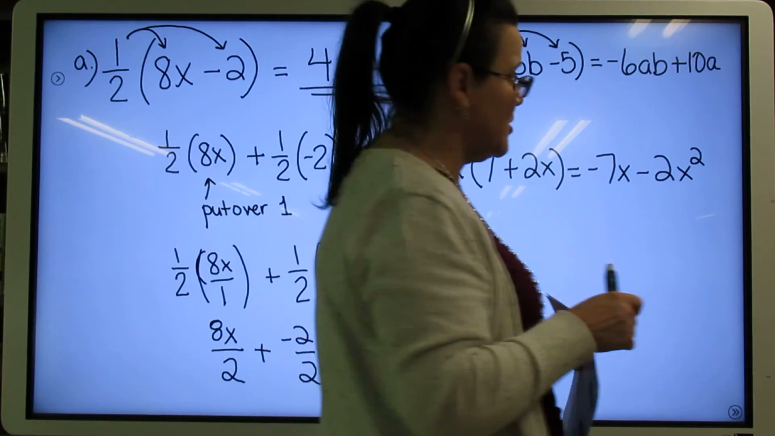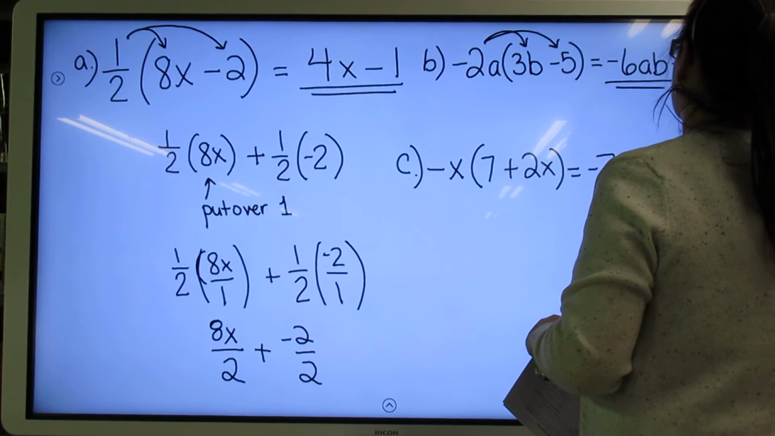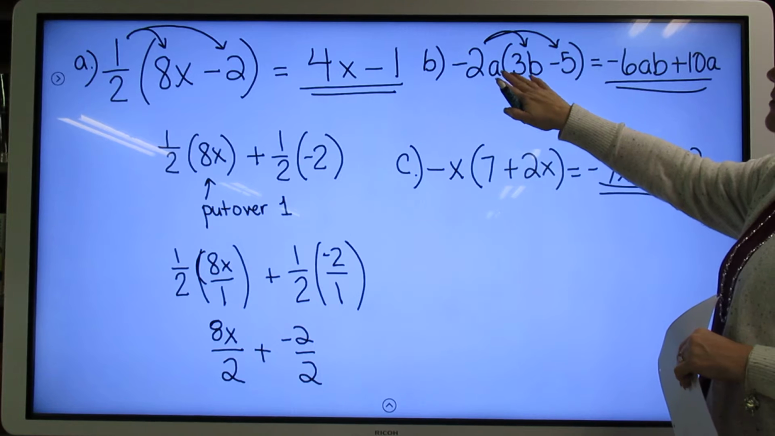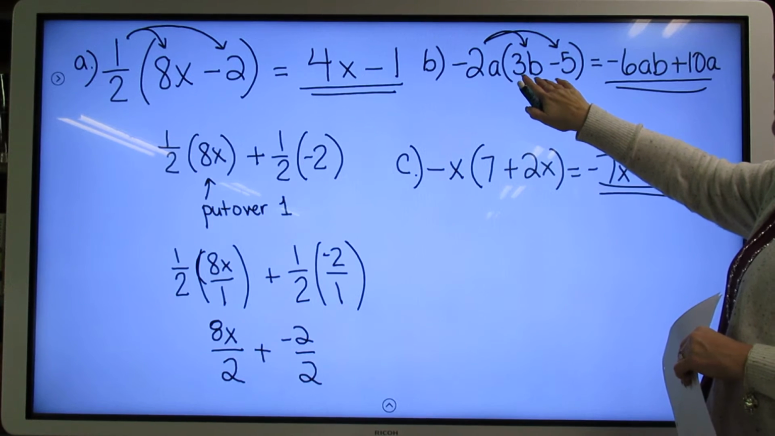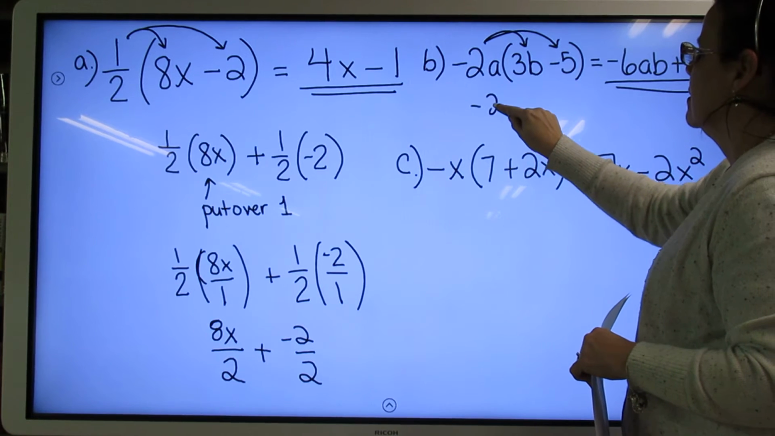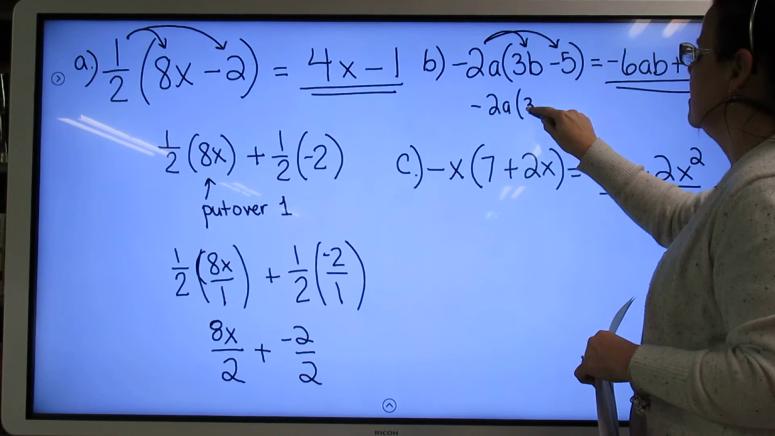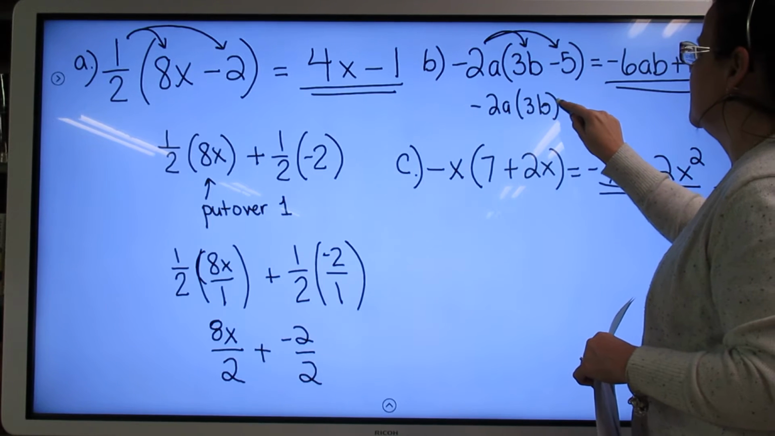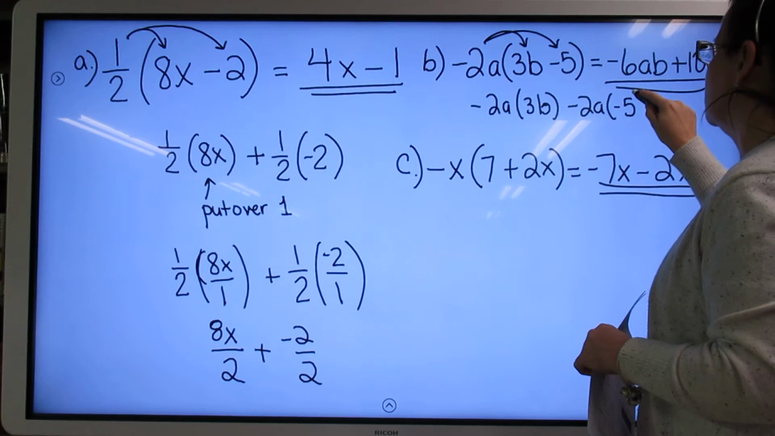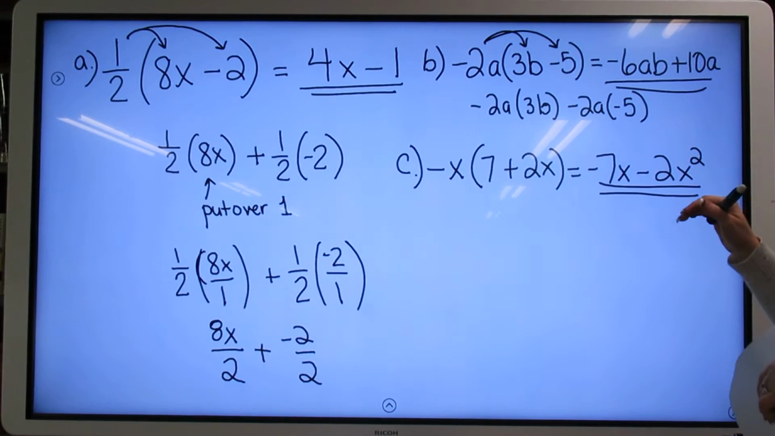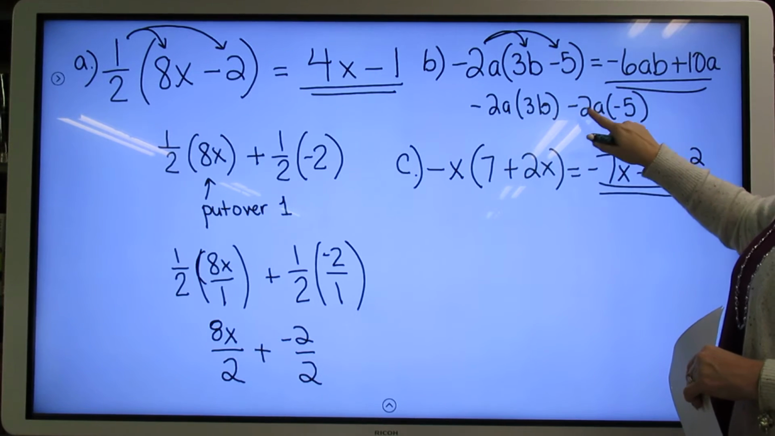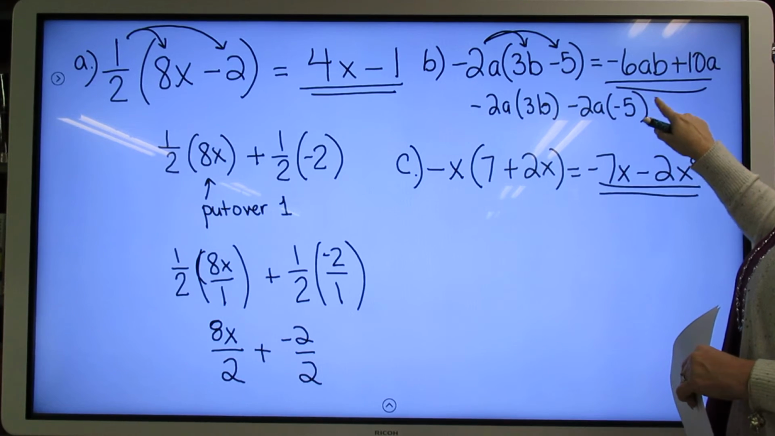And then over here, these are the answers. You would distribute the negative 2a with the 3b, and negative 2a times the negative 5. If you needed to see what that looked like, that would be your next step if you're not used to doing these kinds of problems. I kind of do this in my head, so I don't really think about it. My bad. Negative 2a times 3b is negative 6ab. And negative 2a times negative 5 is 10a.